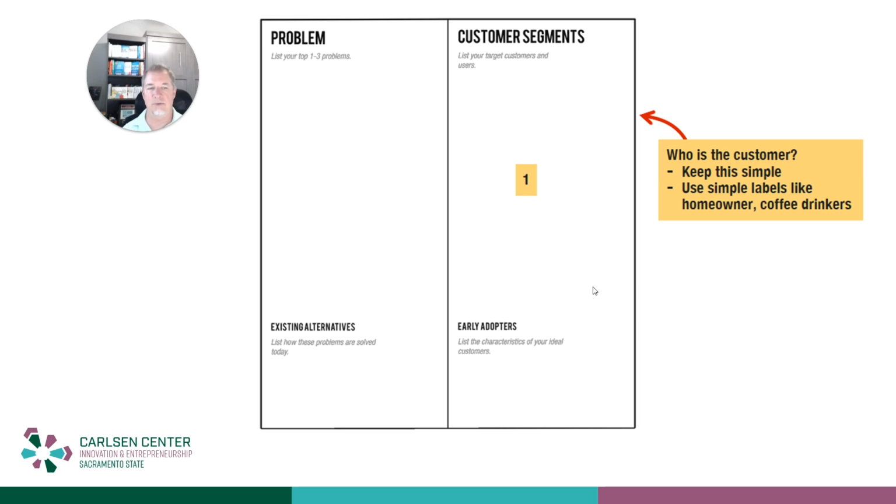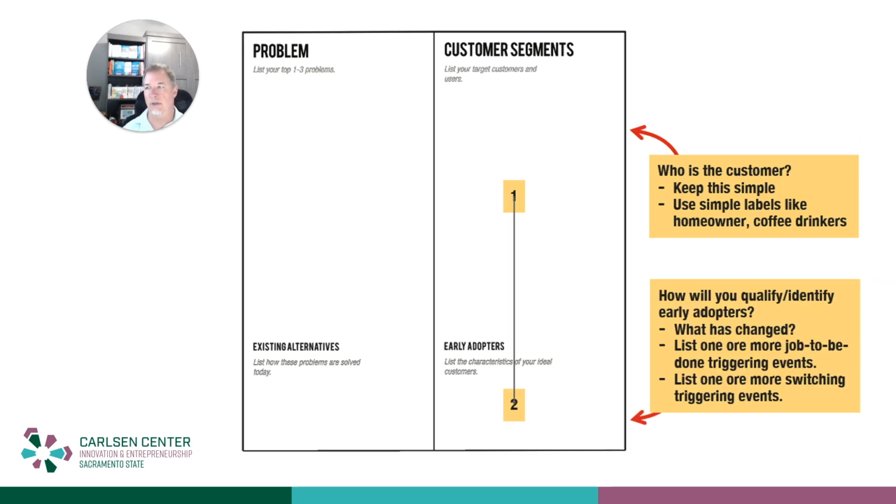So keep it simple to start with. Then we want to move to the sub box in customer segments, our early adopters. This actually is the most important box on the entire sheet, even though it's very small. Why it's so important is because these are the people who are going to buy your offerings initially. Early adopters are people, as we'll talk about in a minute, that have significant pain. They don't like their current solution. They're looking for something better. They have money to put towards a new offering.